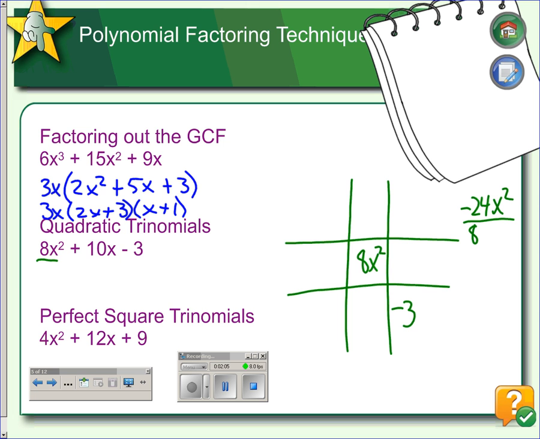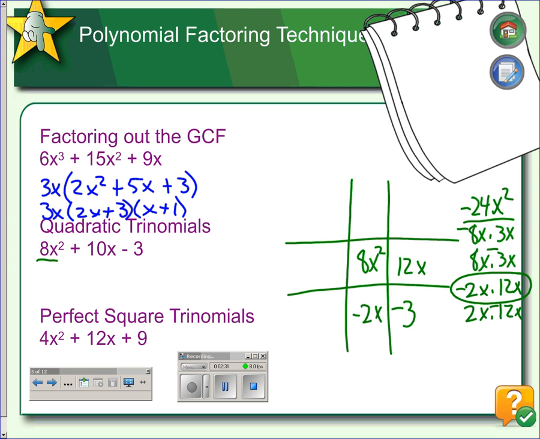And making a list, obviously we have 8 times 3. One of them has to be negative, but that doesn't add up to 10. So let's try 2 and 12. If one of them is negative, we can make it add up to 10. We want it to add up to positive 10, so we want this pair, negative 2x and 12x.